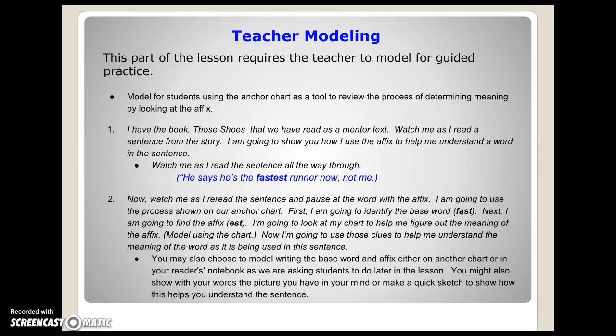Teacher would model this process. Now, I am going to use those clues to help me understand the meaning of the word as it's being used in this sentence.